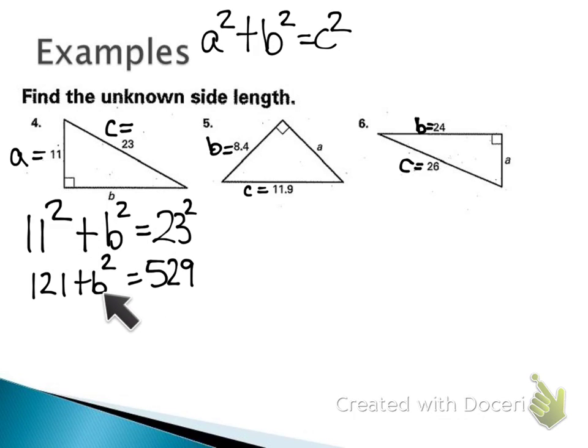Now to get B squared by itself, Quentin, what am I going to do? Subtract 121 from 529. I have to subtract 121 from both sides. That leaves me with B squared equals 408. Is that a perfect square number? The answer is no, it's not a perfect square number. So when I square root both sides, I have to see if I can simplify this.